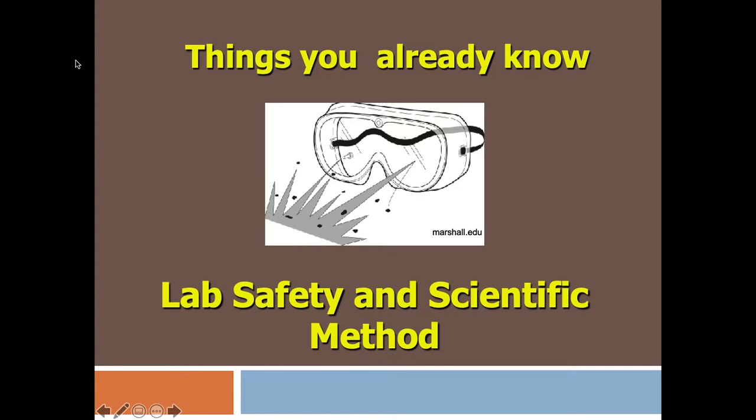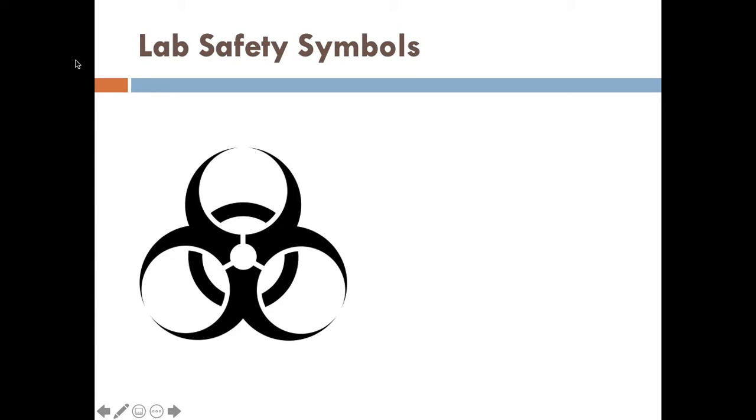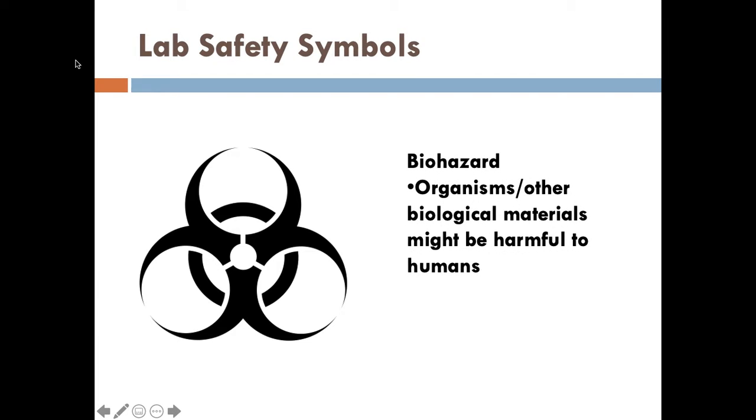notes that we've done already in class. It's called Things You Already Know, Lab Safety and the Scientific Method. The first thing you'll see on your lab paper is some lab safety symbols.